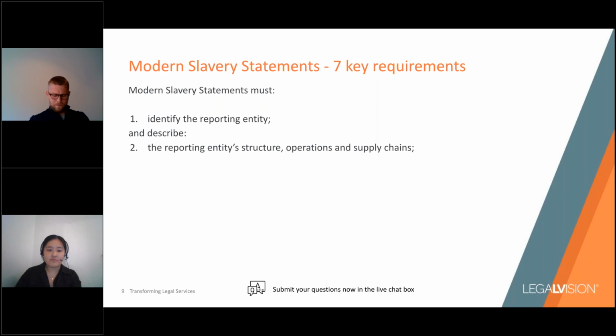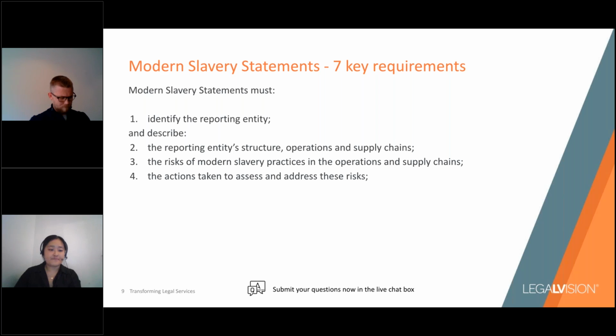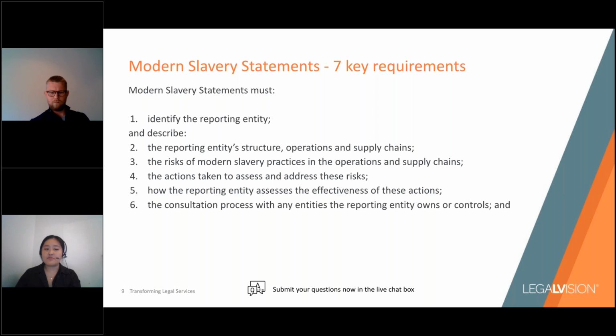Describe the actions taken by the reporting entity to assess and address those risks, which includes due diligence and remediation processes that might have occurred. Describe how the reporting entity assesses the effectiveness of these actions, so a reflection point, which really speaks to that year-on-year continuous improvement regime. And then describe the process of consultation with any other entities the reporting entity controls or owns, or any third parties. So a lot of the times this will speak to whether an Australian entity or Australian sub is speaking to global HQ in preparing a statement or a joint statement.